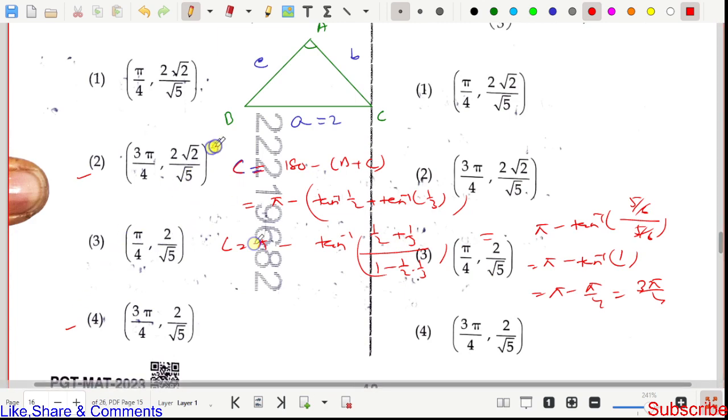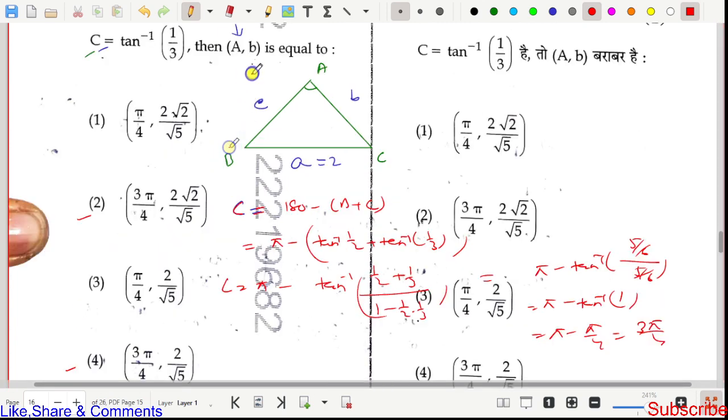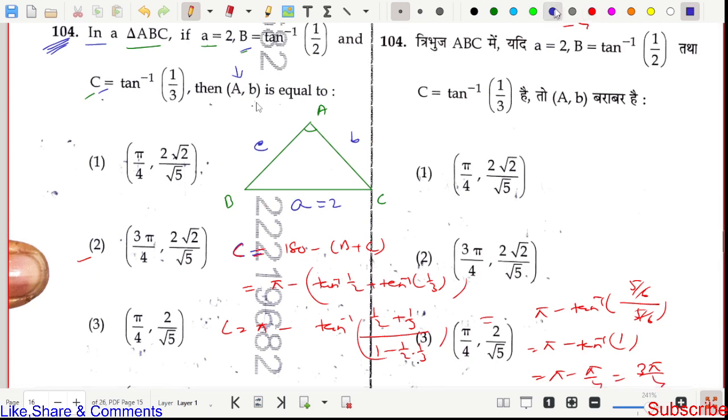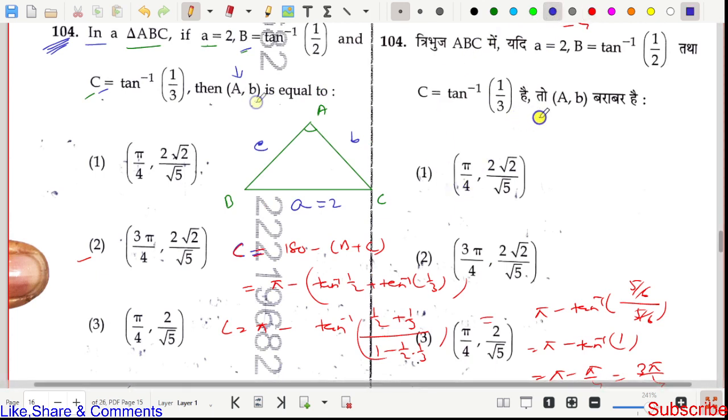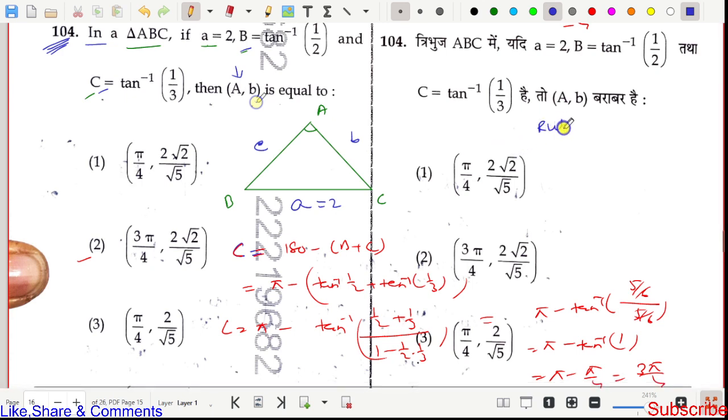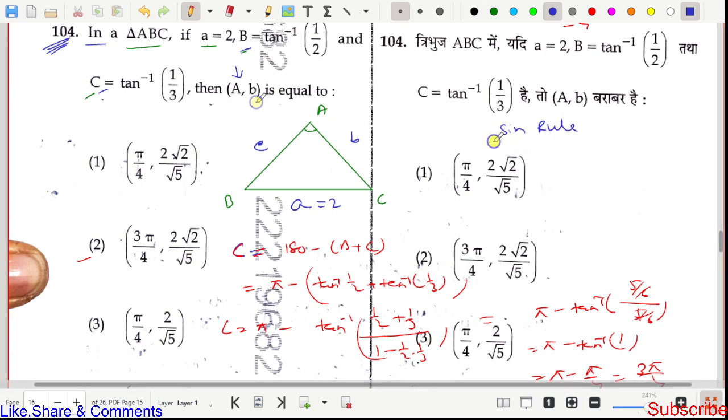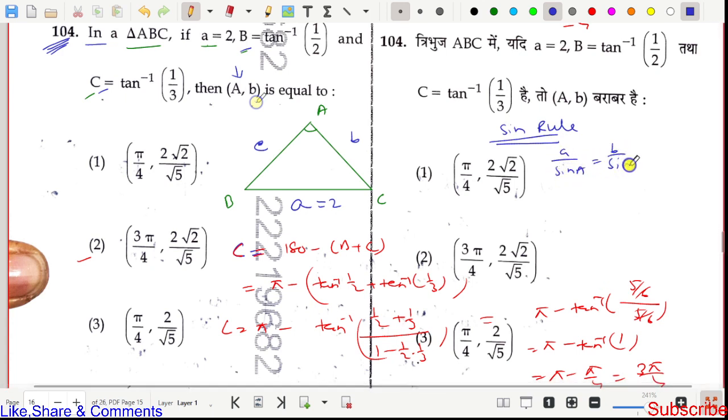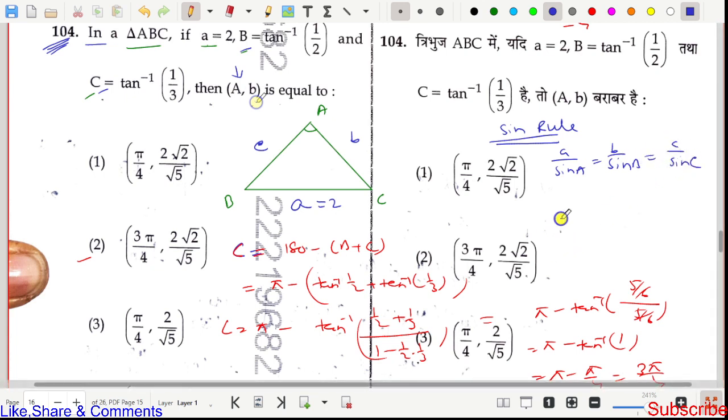So we have to check the value of B also. For the value of B, we have to apply the sine rule. Which rule? Sine rule. What is the sine rule? The sine rule says that A by sine A equals B by sine B equals C by sine C. You already know this, I hope.